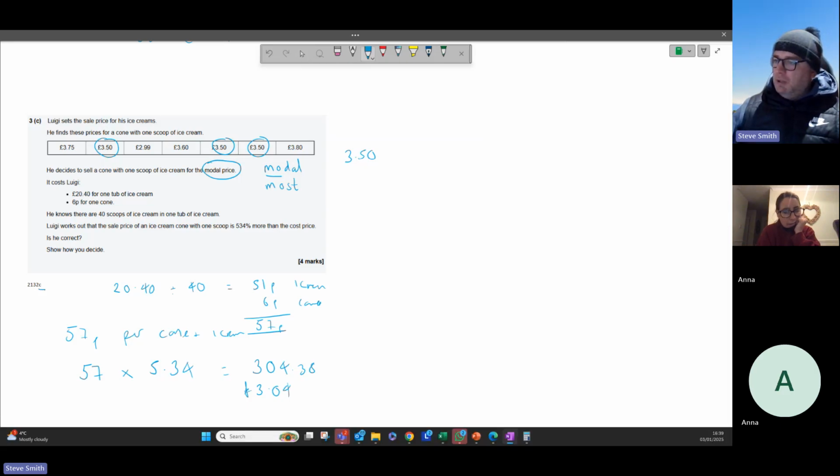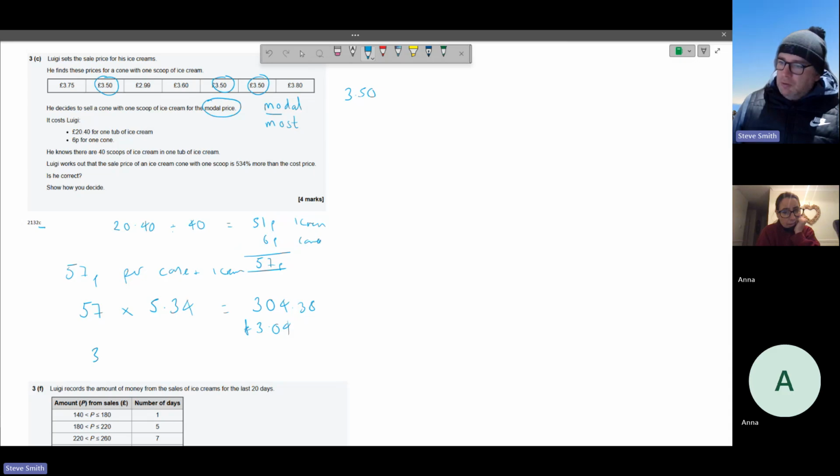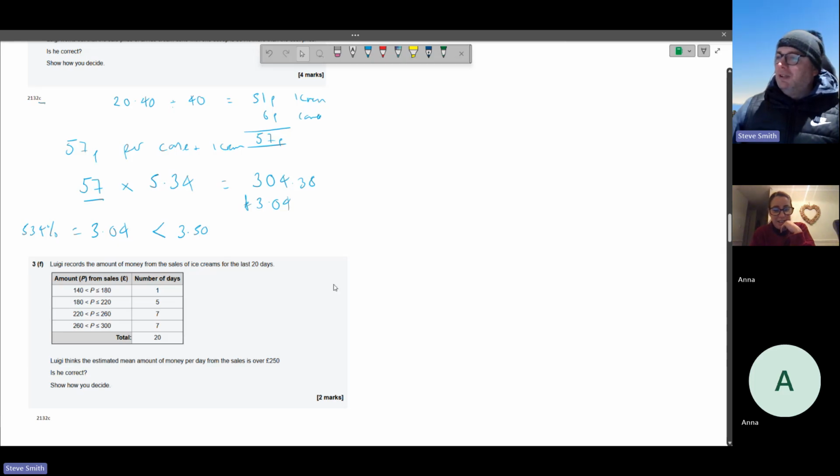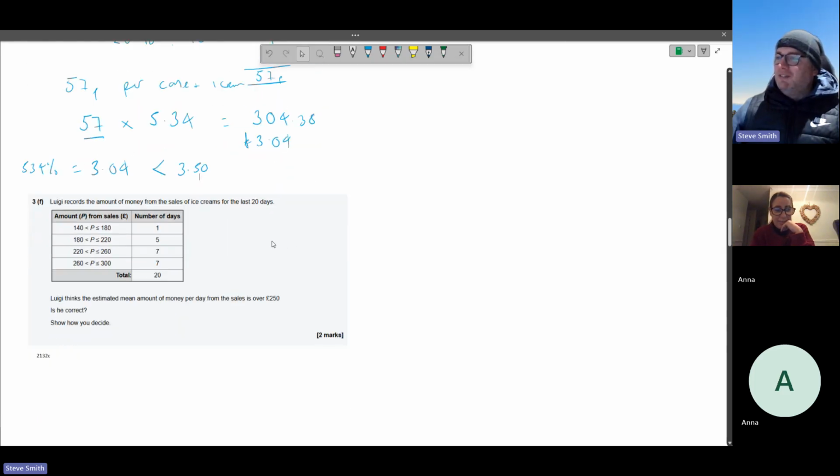Let me scroll down a little bit. So the cost price times by 534% equals that, which is less than £3.50. So now you know why ice cream trucks make a lot of money, because they're selling ice cream at 534% more than the cost price. So in theory, you should say, right, I want it for 57p because that's what it costs you to buy it. I don't want a flake. I just want a scoop of ice cream for 57p.